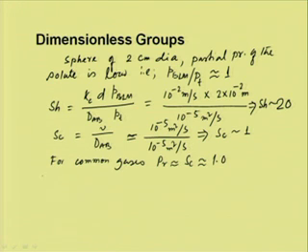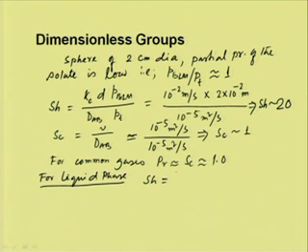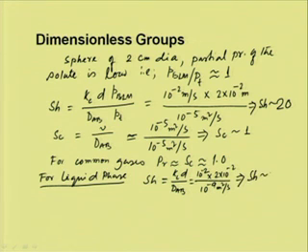For the liquid phase, and for similar geometry, the Sherwood number is equal to k_L d by D_AB, which is equal to 10 to the power minus 2 into 2 into 10 to the power minus 2 divided by 10 to the power minus 9 meter square per second, which is the diffusion coefficient in case of the liquid phase. So, from here the Sherwood number is approximately 200.